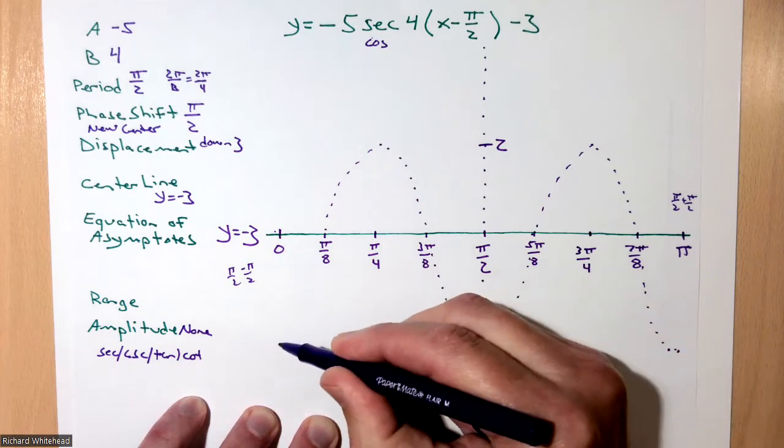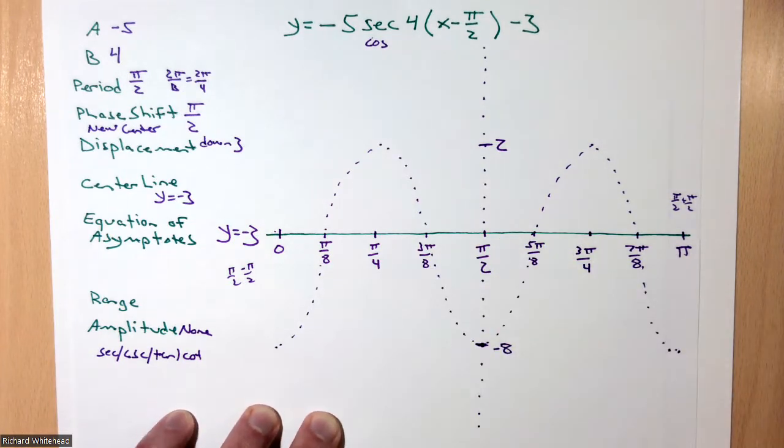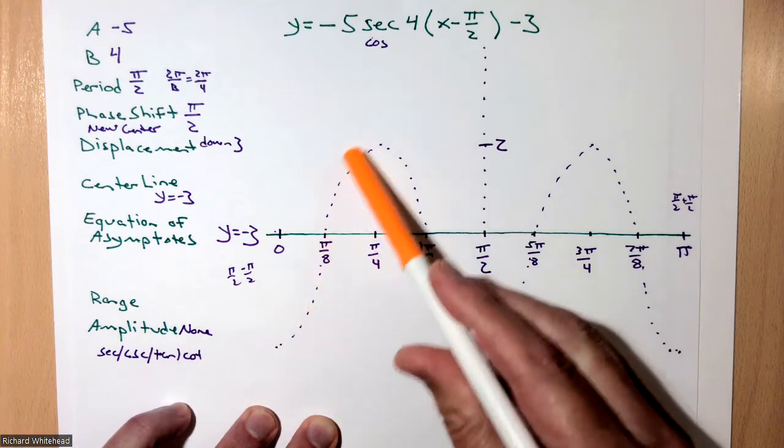And hopefully at this point, you're starting to think, hey, no big deal. I can put these pieces together. So there you go. You just graphed a cosine curve, dotted.